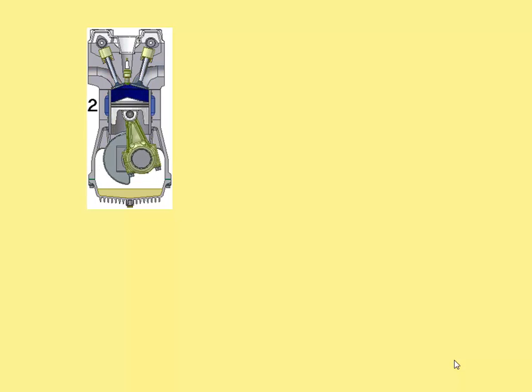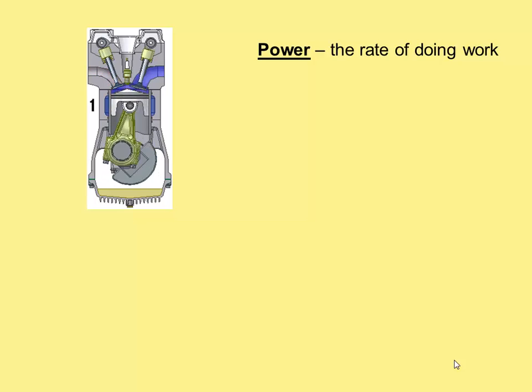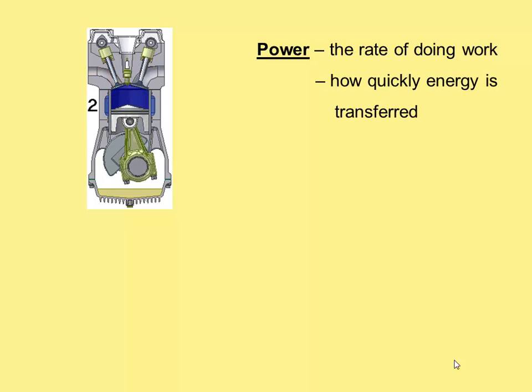So when we are rating a motor or an engine, we usually rate it in something that is known as power. The power output of a machine is the rate of doing work. And remember, work is a loaded term. Right? Work is transferring energy. So power is how quickly energy is transferred.